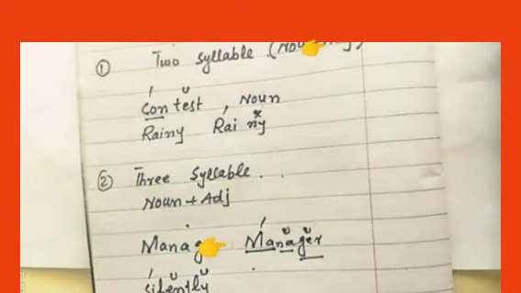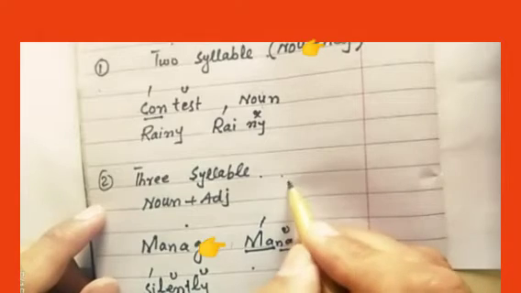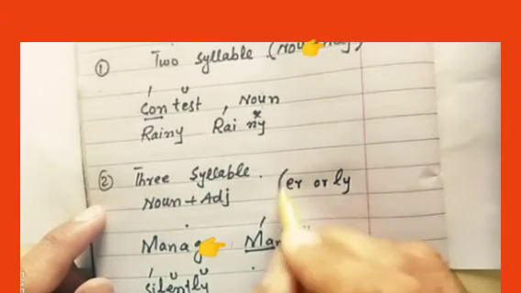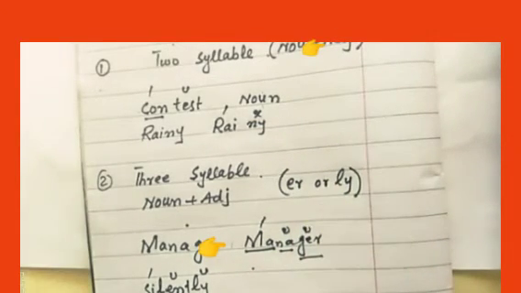The second rule is if a word has three syllables and is a noun or an adjective, the stress will be on the first syllable. But here one thing should be kept in mind, that if that word ends with er or ly, then the first syllable will be stressed and the remaining two will be unstressed.